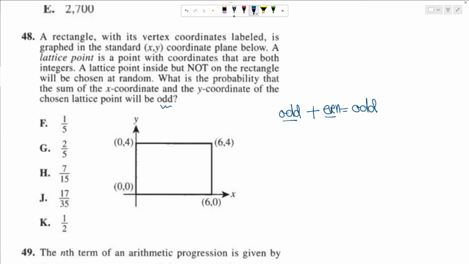So it means I need either the x's to be odd and the y's to be even, or the opposite, where these are the even ones and these are the odd ones.